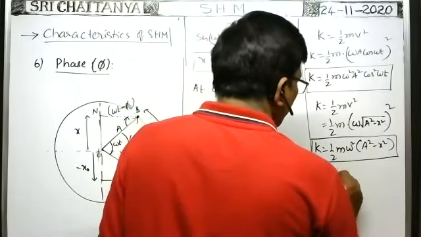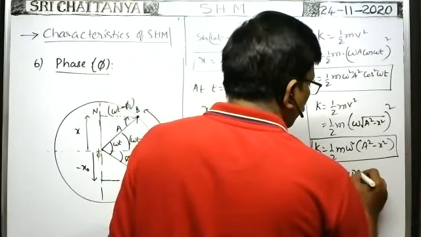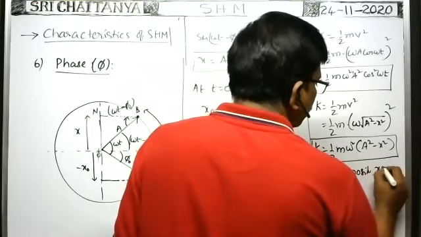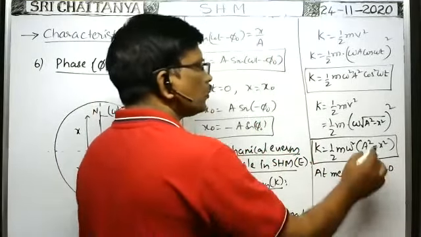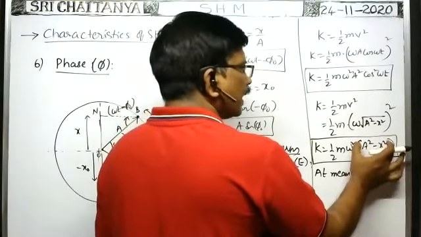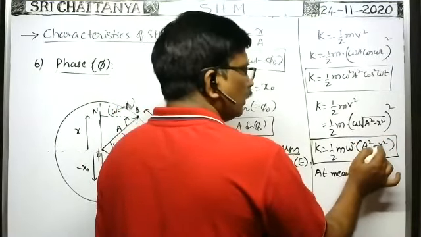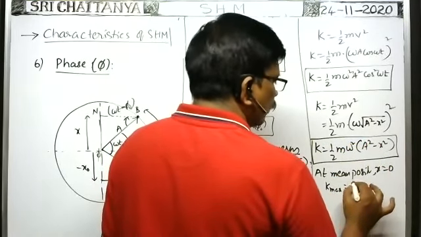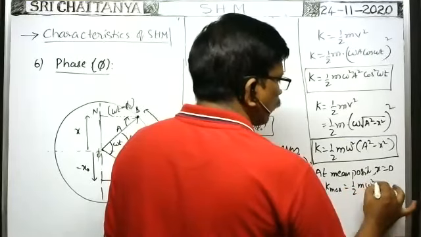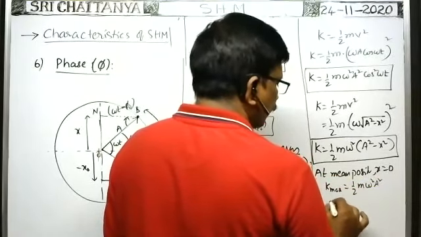At mean position, x is equal to 0, no? When you put x is equal to 0 here, this bracket term becomes maximum. When it is maximum, kinetic energy is maximum. That's why maximum kinetic energy is equal to half m into omega square a square. This is the maximum kinetic energy.